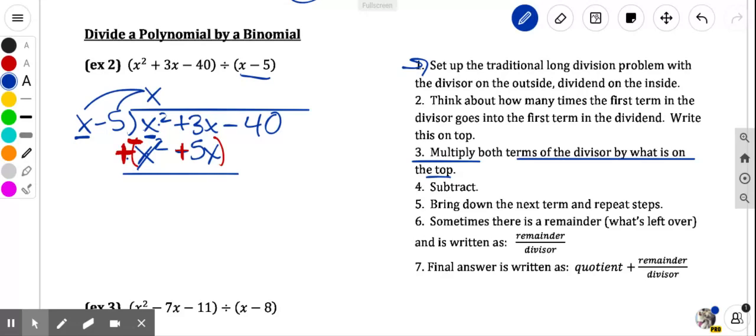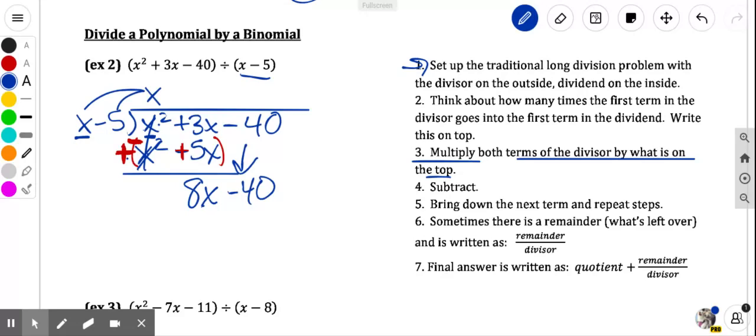And then 3x plus 5x is 8x. Bring down the next term and then repeat. So we have minus 40. Actually, you could have crossed that out. We don't need it anymore. I don't know what I was thinking. Anyway, so now we have 8x minus 40.